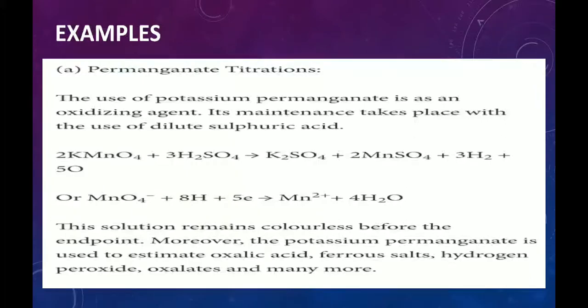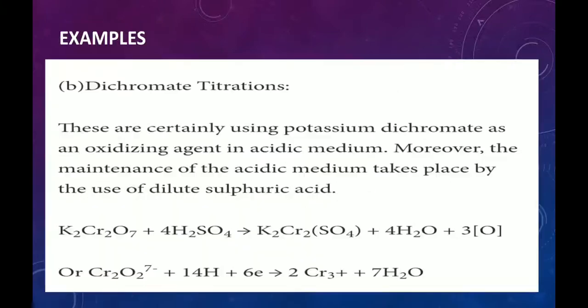Second example of redox titration is dichromate titrations. In dichromate titrations, potassium dichromate is used as an oxidizing agent in acidic medium. H2SO4 acts as an acidic medium, and these are the reactions for dichromate titrations.